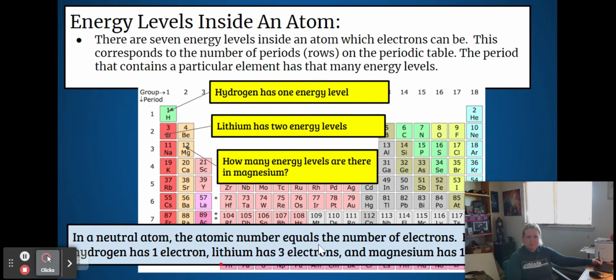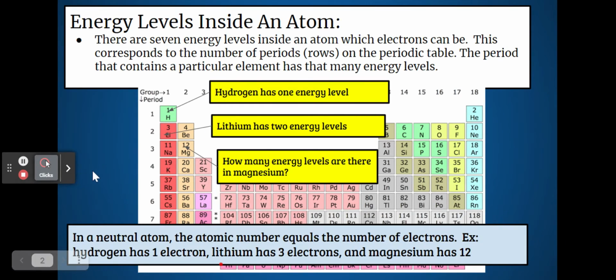So it's important to know that in a neutral atom, the atomic number, and we reviewed this back in December, I believe, equals the number of protons, which is also going to be the same as the number of electrons. So example, hydrogen has 1 proton, and in a neutral atom, it's also going to have 1 electron. Lithium has 3 protons, so in a neutral atom, it's also going to have 3 electrons. Magnesium has 12 protons, and in a neutral atom, it will have 12 electrons. That's something important to remind yourself of as we move forward.